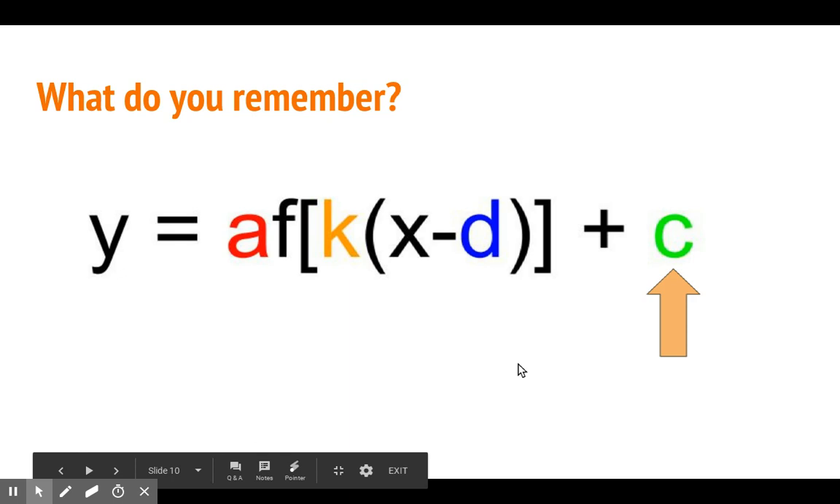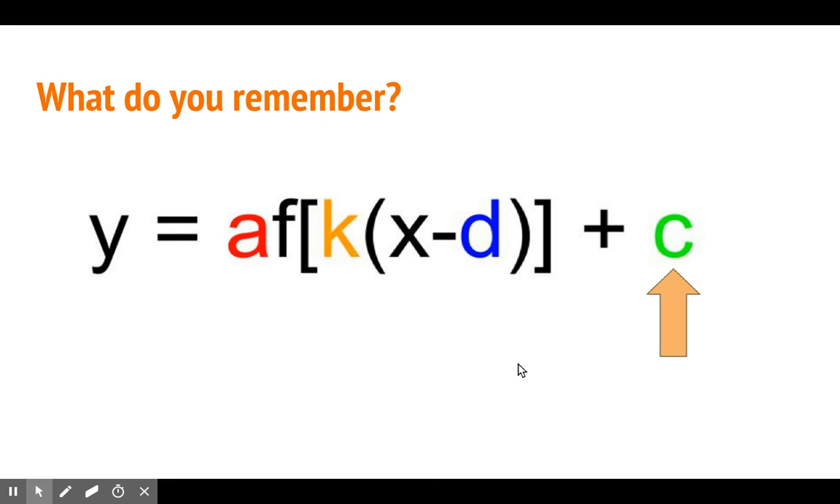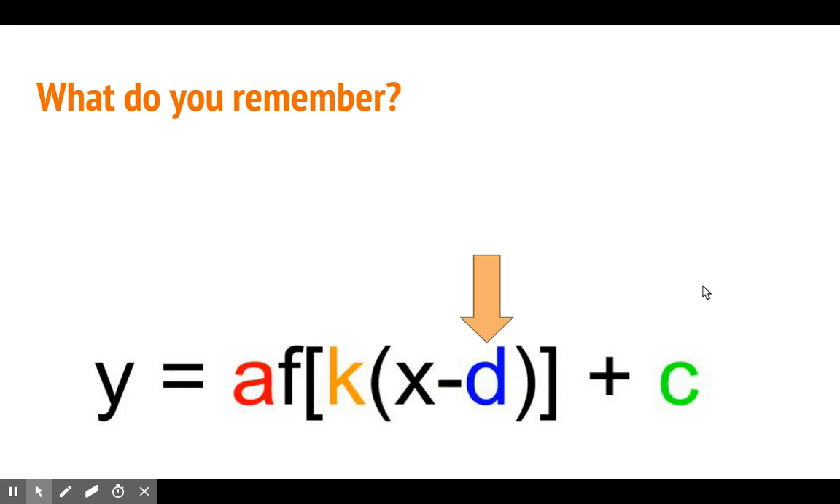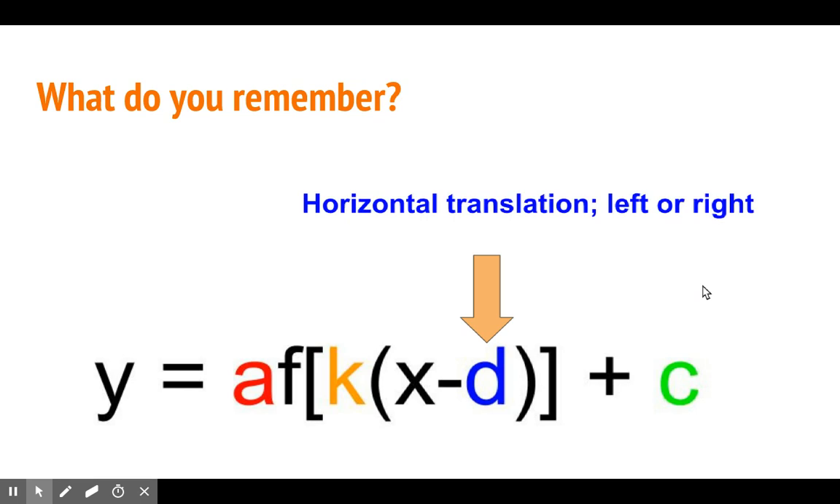And now C. What do you remember about C? C is the vertical translation up or down of the entire function. Next, we looked at D. What does D do? D is the horizontal translation, left or right.